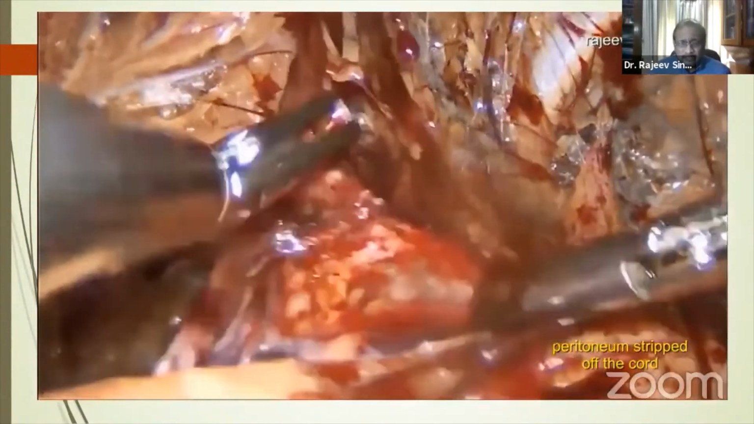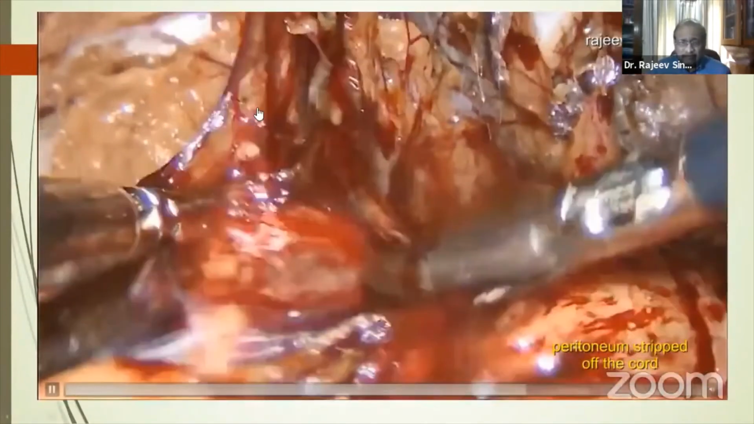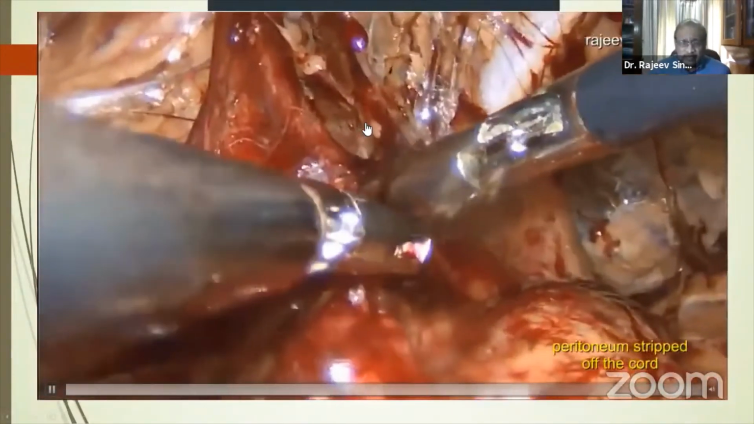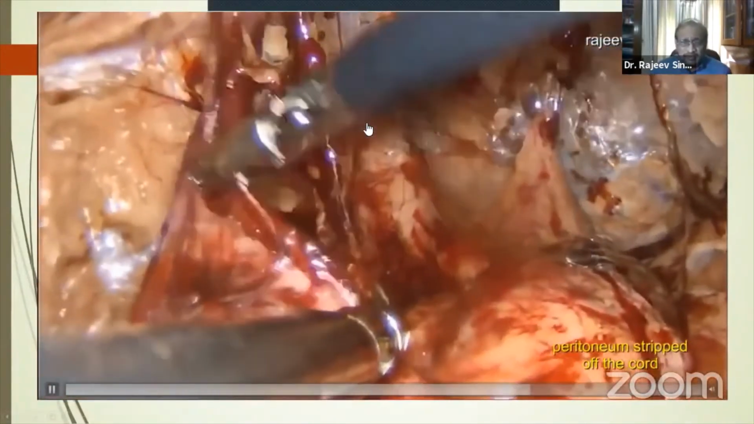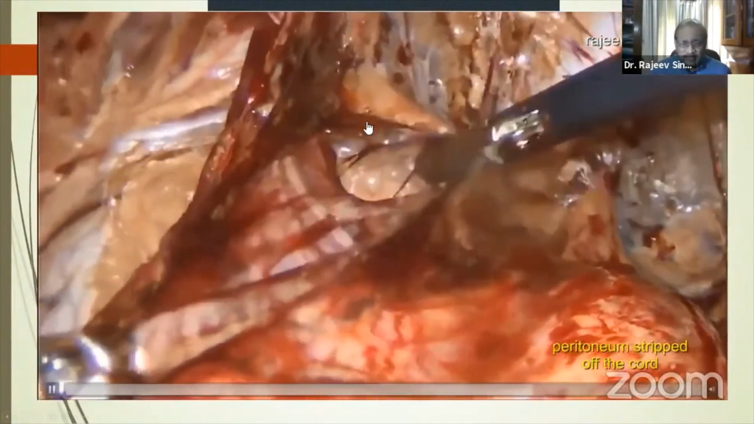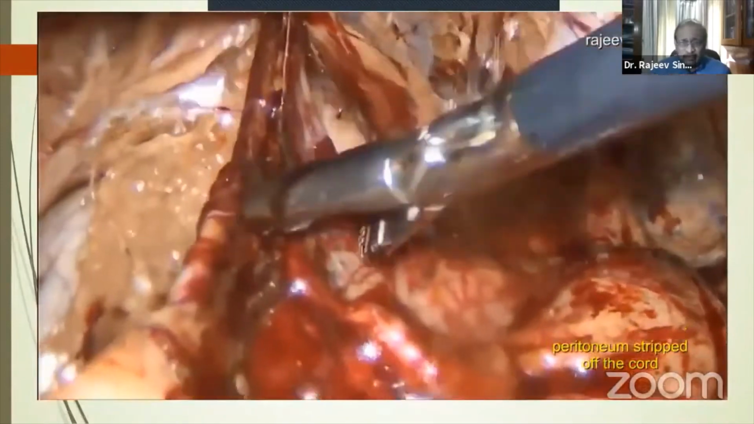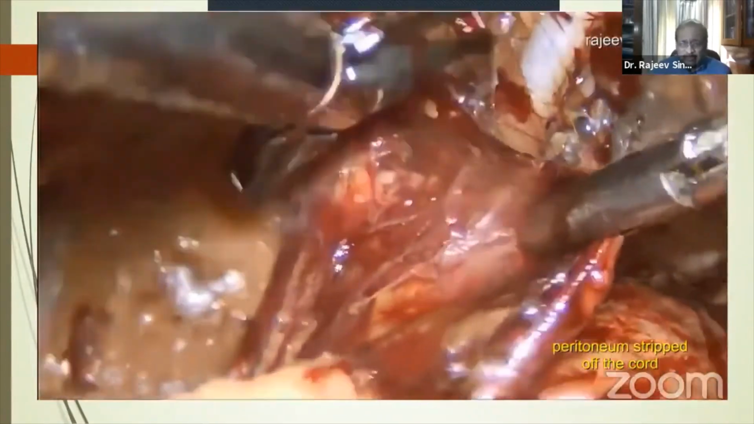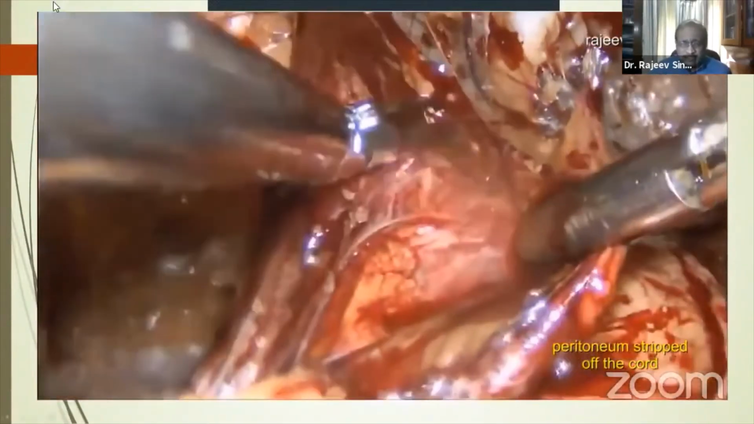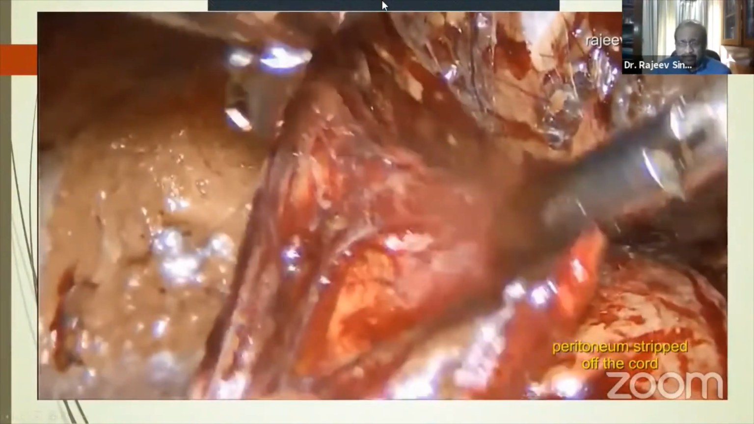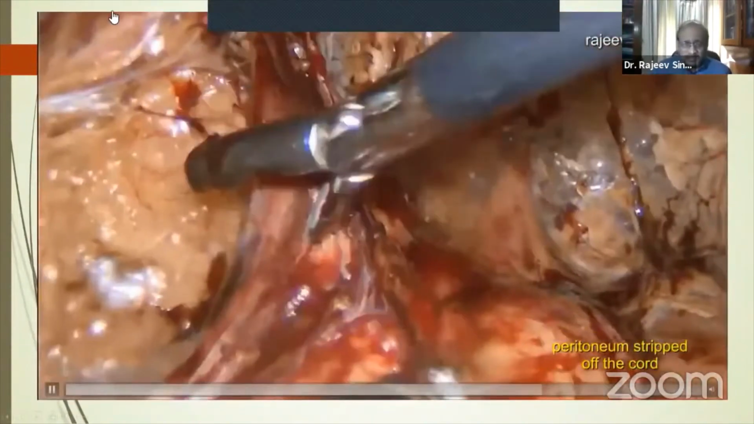I have to be gentle with it and see the amount of play that I have with my finger, with my instrument. Compare this to those who are doing TEP and you'll find that you hardly have any space, this much space to play about with your instruments. Here you have a lot of space to play about with. You can easily do any kind of dissection. So much space laterally, so much space medially to the cord structures on the right and the left.